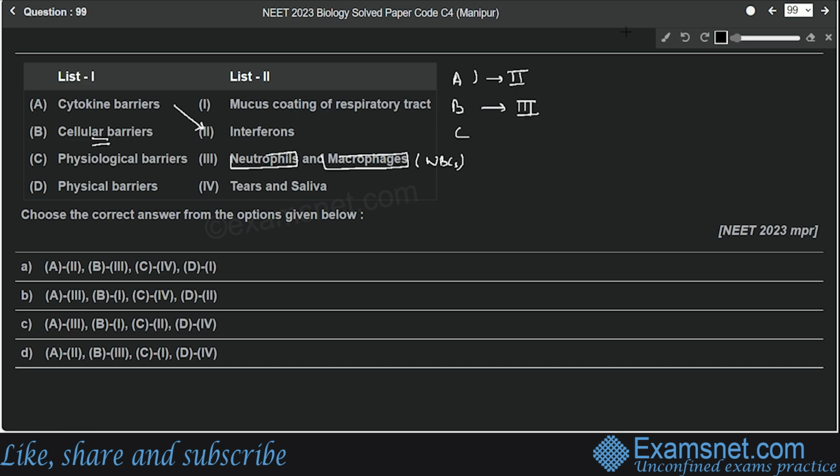Then C, physiological barriers. So tears and saliva are examples of physiological barriers. Both of them contain the enzyme lysozyme, which helps to break down the cell walls of many types of bacteria. So C will be matched with number 4. And the last one is physical barriers. So this is very simple. Mucus coating of respiratory tracts is the example of physical barriers. So D will be matched with number 1. So the correct answer will be option number A. Okay, A will be matched with 2, B will be matched with 3, C will be matched with 4, and D will be matched with 1.